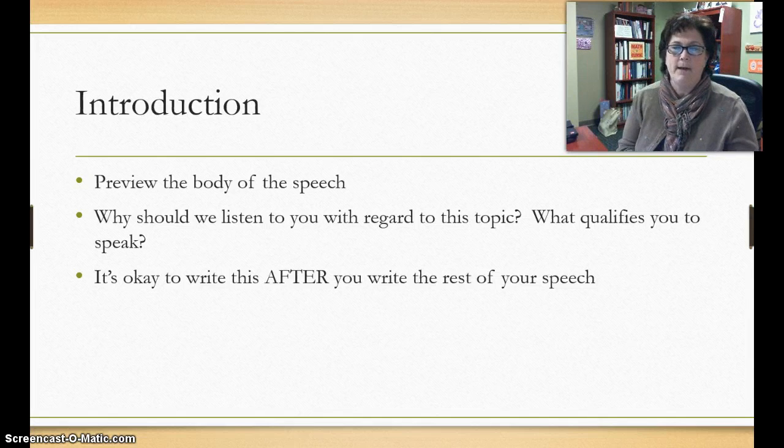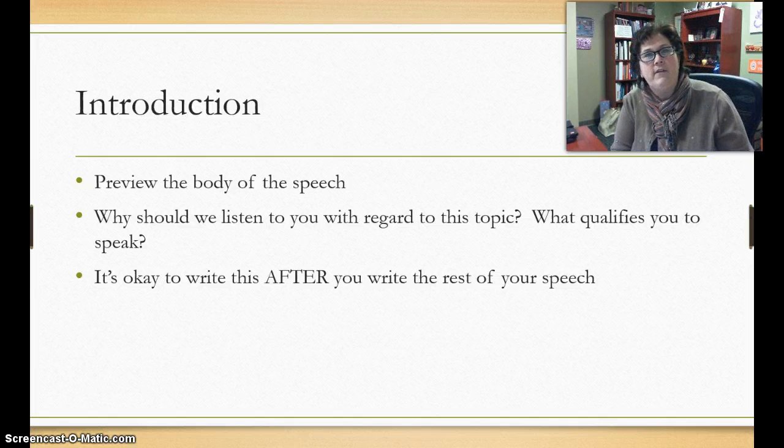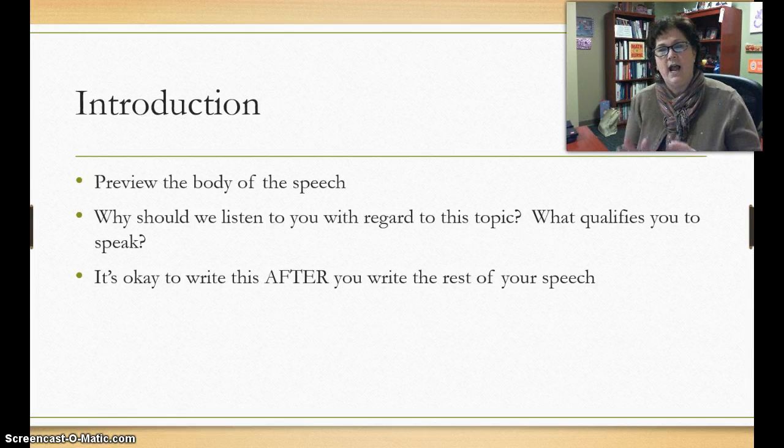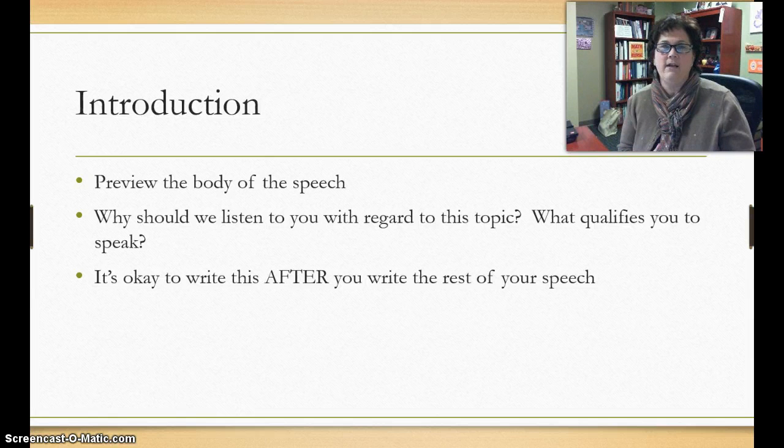So let your audience know why it is that you're the person they want to listen to with regard to this particular topic. Now, when you give this speech, you're going to present your introduction before you present the body of the speech. However, you should often write the introduction after you have written the body, because remember, the purpose of the introduction is to preview what the body of the speech will entail, and it's best to create that introduction after you have carefully crafted the body. So it's okay to write the introduction after you've written the body, even though you'll deliver the introduction before you deliver the body.